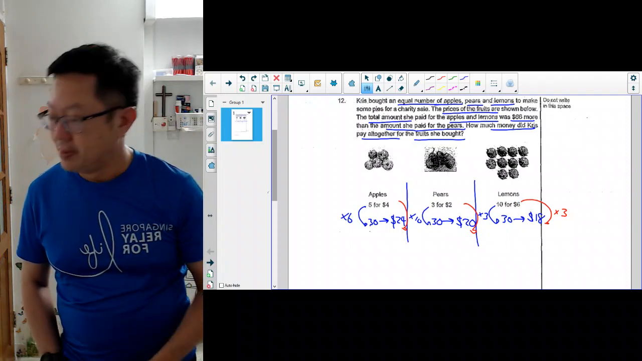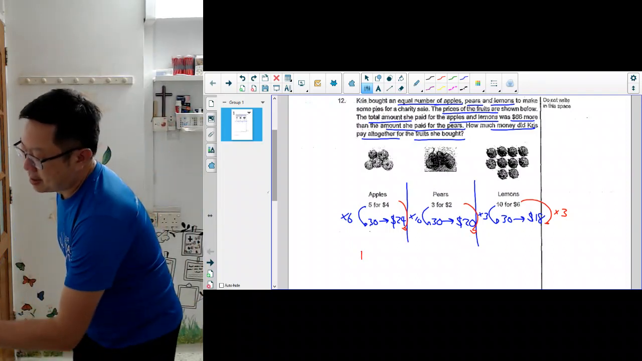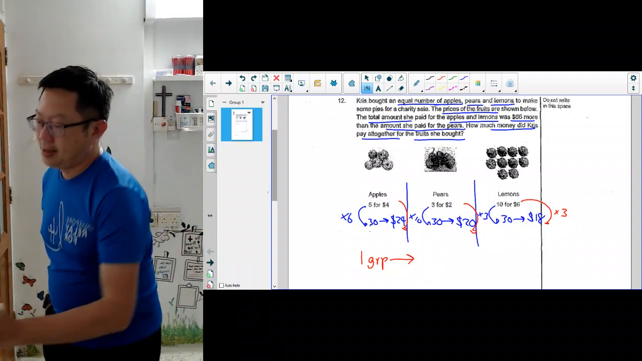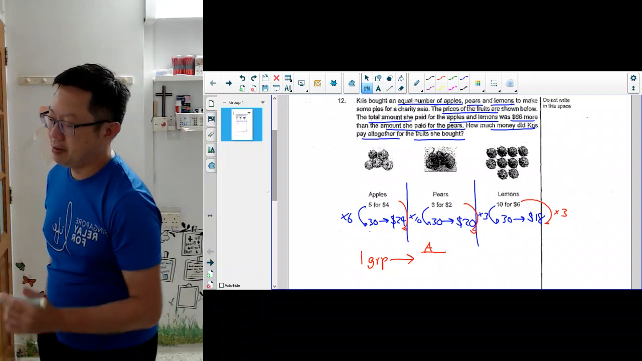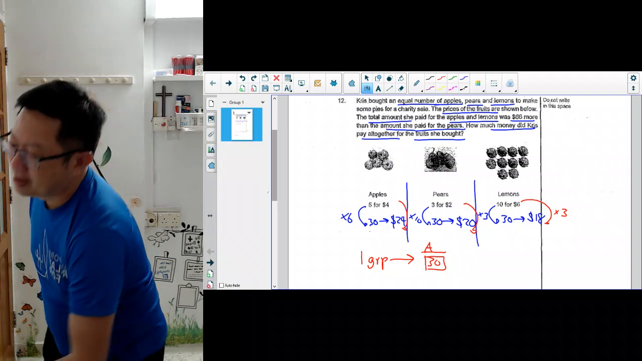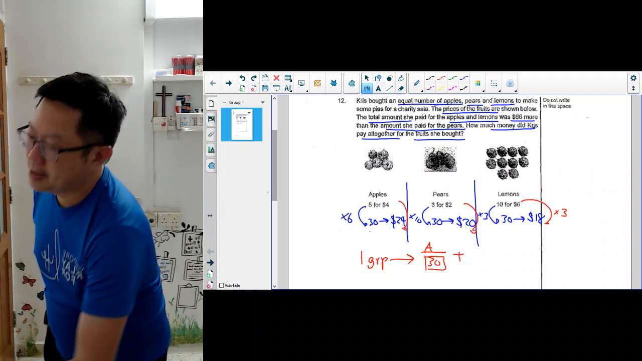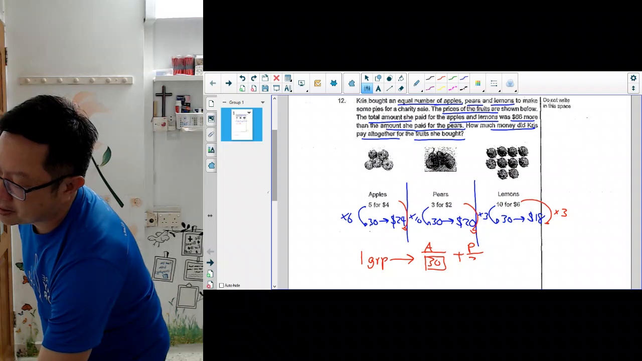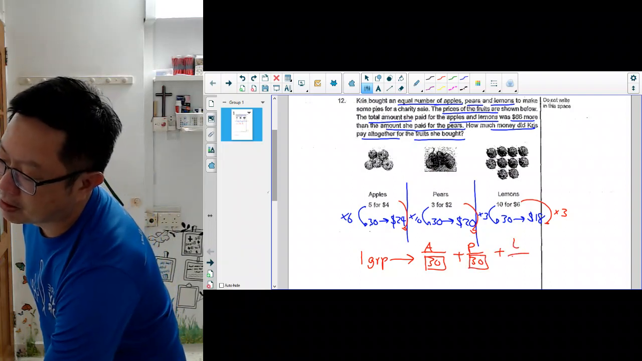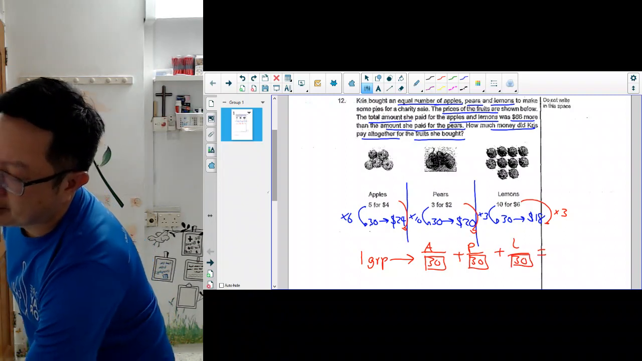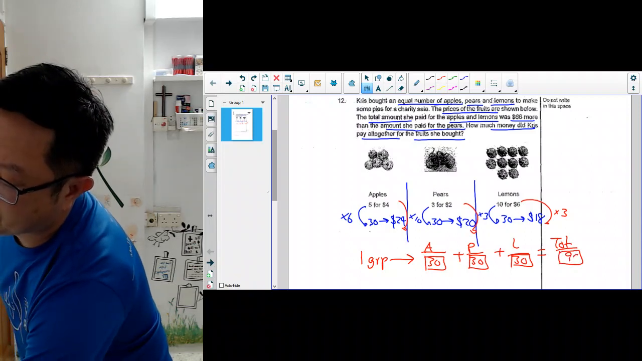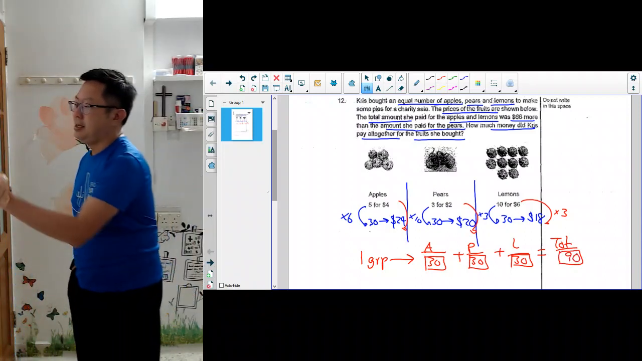Okay, that's how you make one group. To make it even better, I like to write "one group," and then ask what kinds of fruits are in one group. Apples: there are 30 apples in one group. How many pears in one group? Also 30, right? 30 pears in one group. And how many lemons in one group? Also 30. So my one group has a total number of fruits of 30 times 3, which is 90. So one group has a total of 90 fruits.